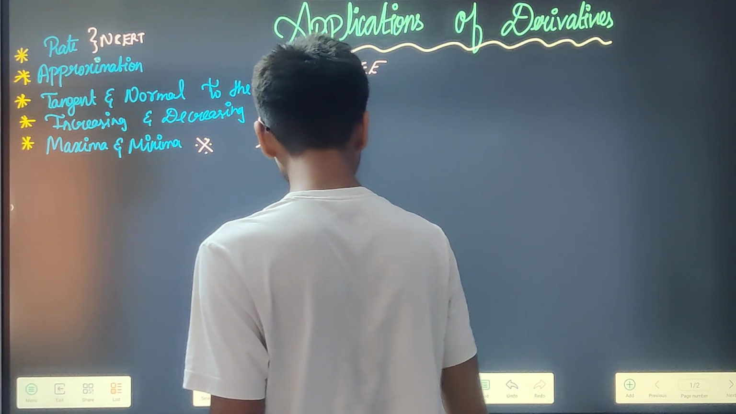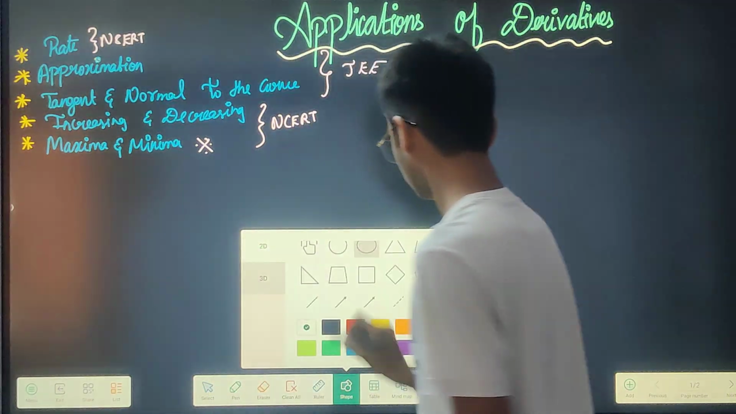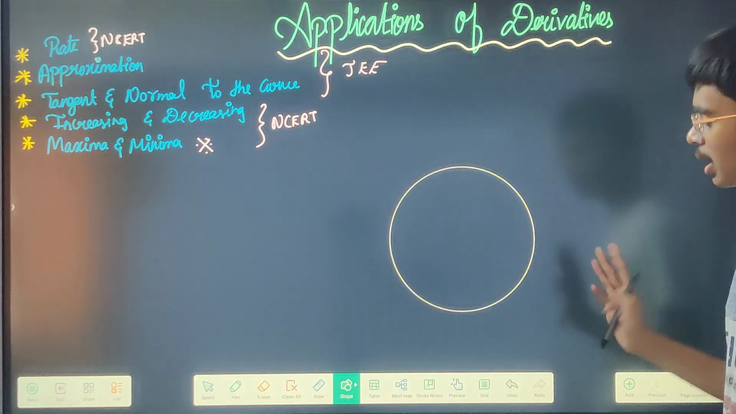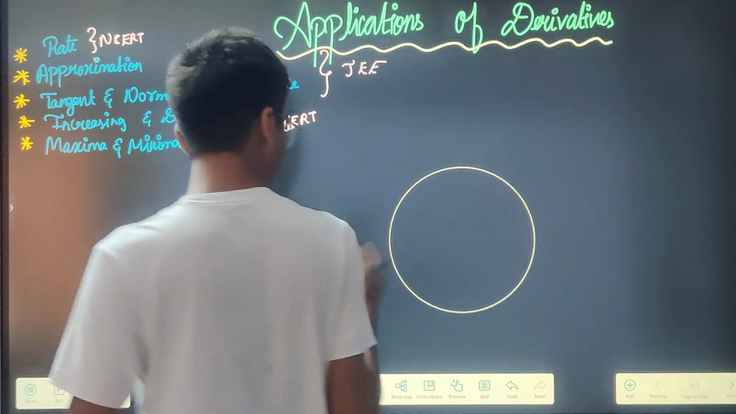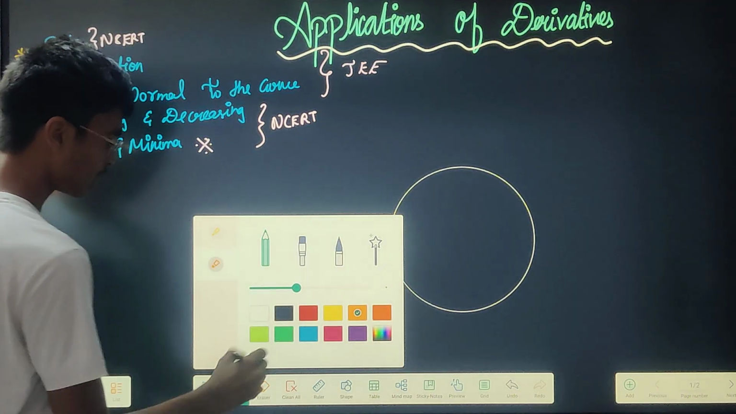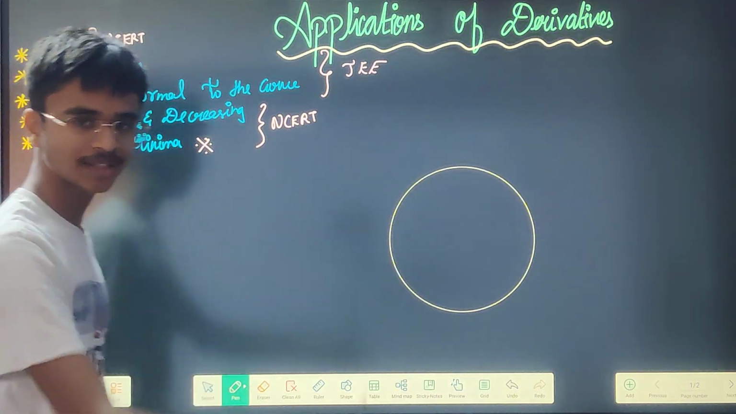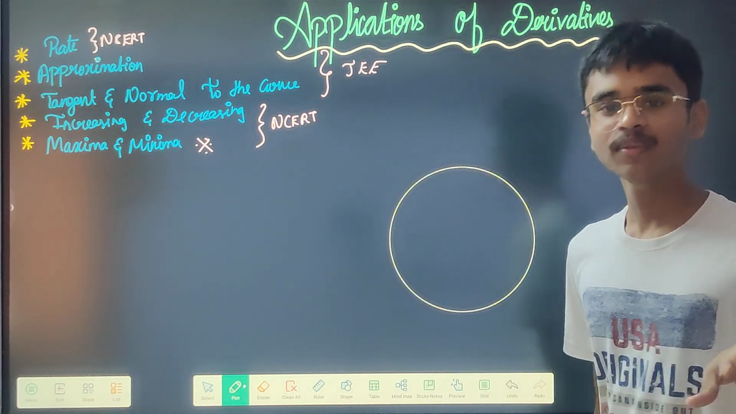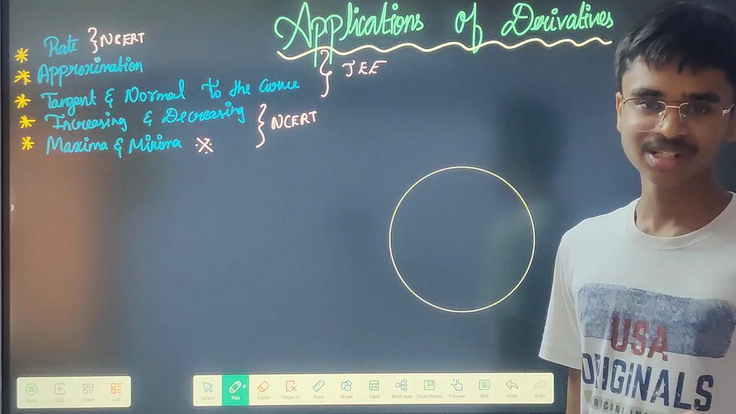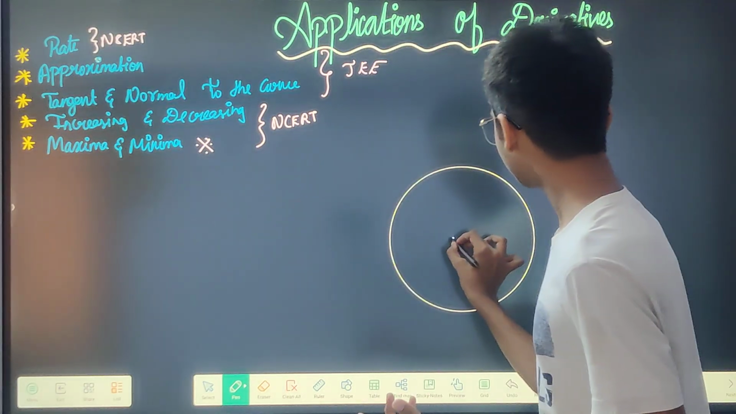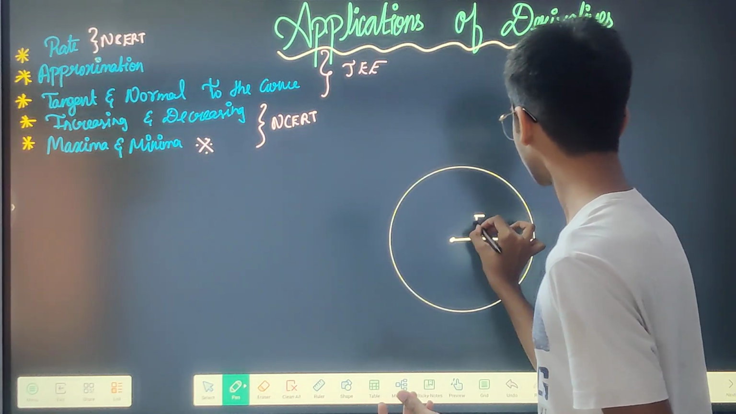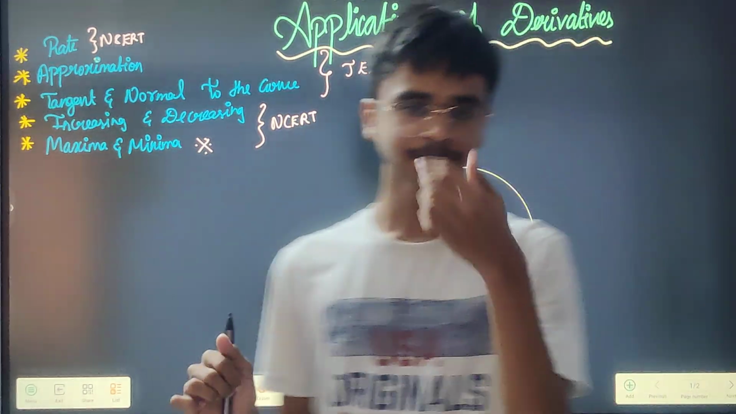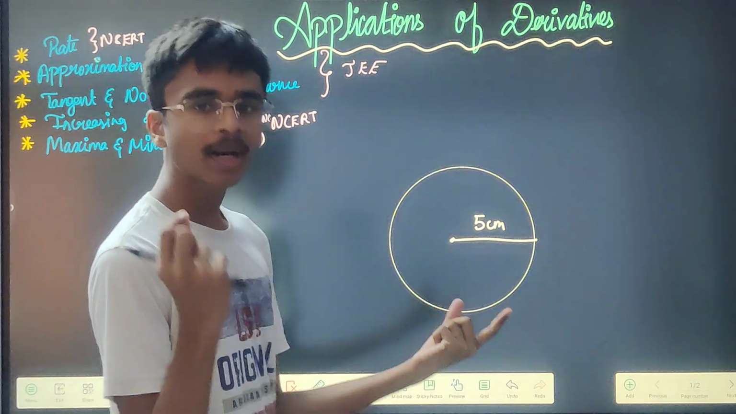For an example, this is a circle. You are having a circle. Now this circle is growing. You can take it as a black hole, and this is growing. This black hole is very weak, so it is not growing in such a tremendous way. For an example, this radius is going to be 5 centimeters. Just imagine. And per second.